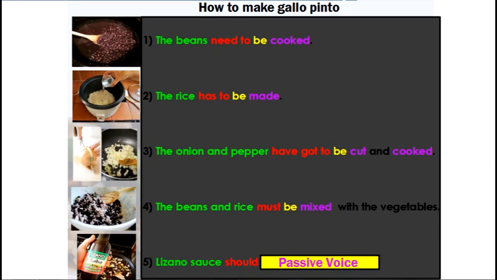And the last step, of course, right? Maybe the most important step, is that the Lizano sauce should be added. Okay? So these are the steps for making gallo pinto using the passive voice.